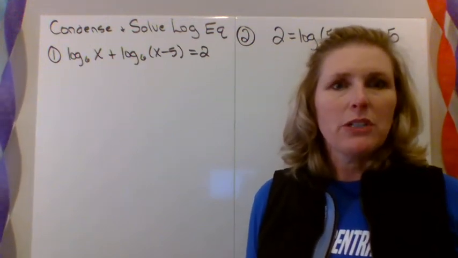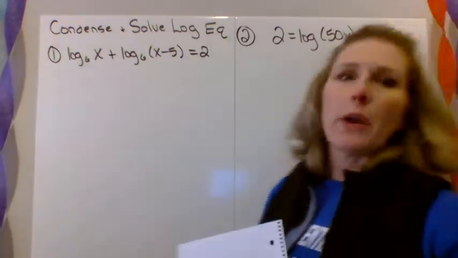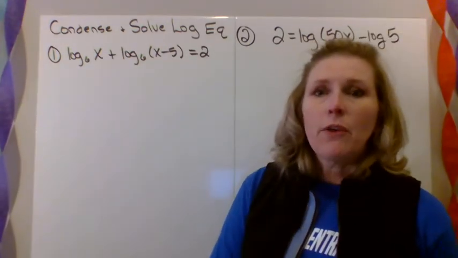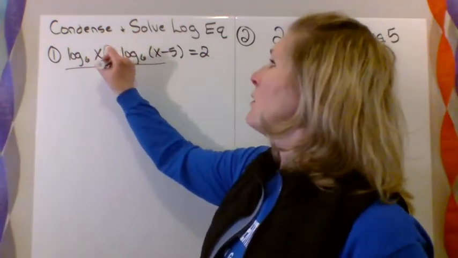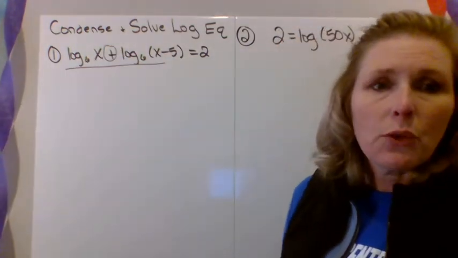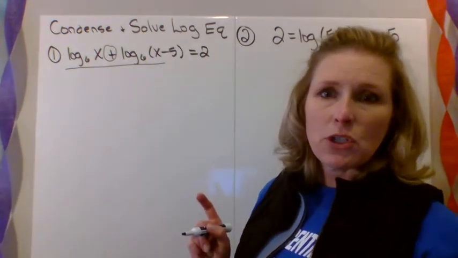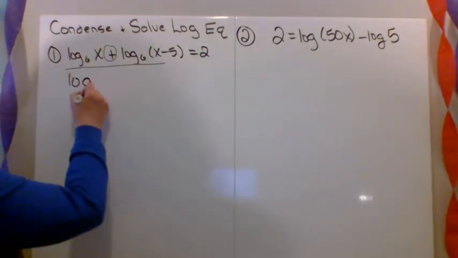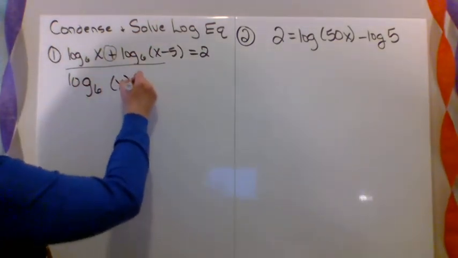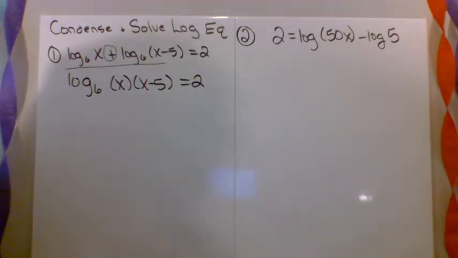Algebra 2. Today we're going to condense and solve log equations. So we have this equation. We have two logs on one side of the equal sign with an addition sign. You'll learn from our last lesson that to condense, when you have addition, you multiply. So this becomes log base 6 of x times x minus 5 equals 2.